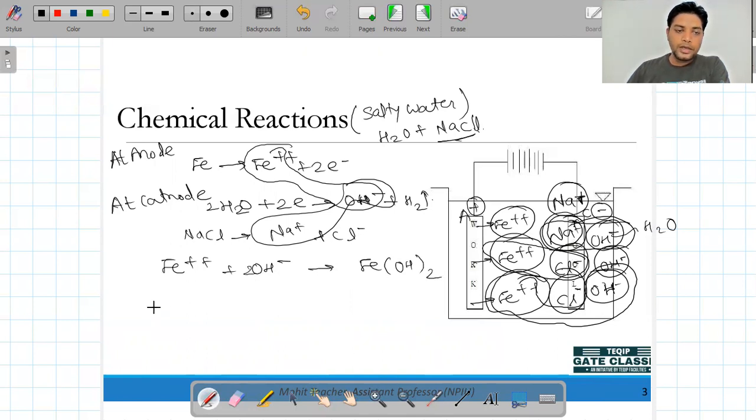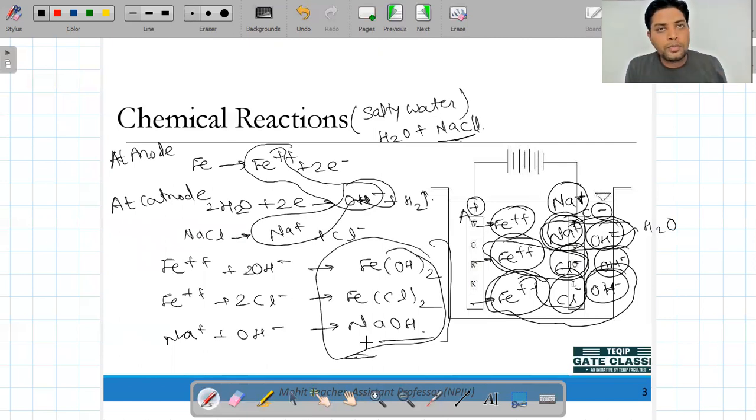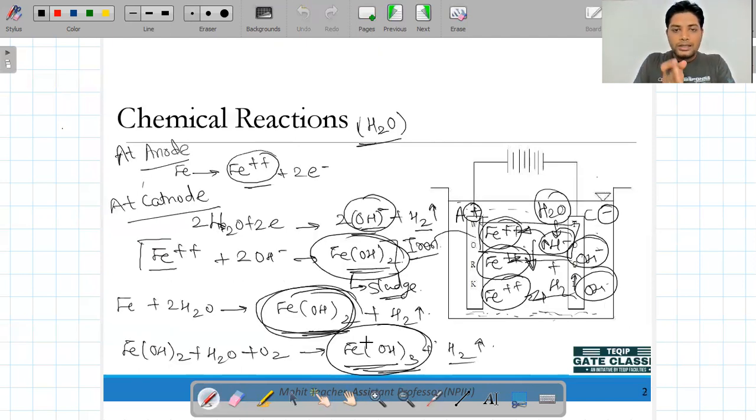Fe++ can react with 2 Cl- ions, so that can make FeCl2. Na+ ions can react with OH- ions, so that can make NaOH. These are nothing but the sludge only. So this reaction is also possible. In some of the books these reactions are given, so no need to worry, it depends on what electrolyte we are using.